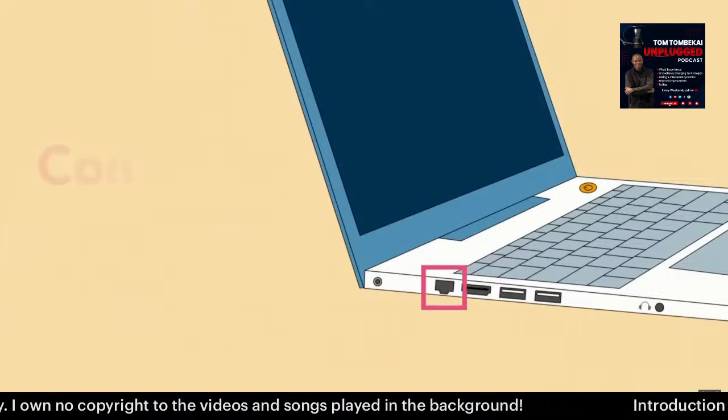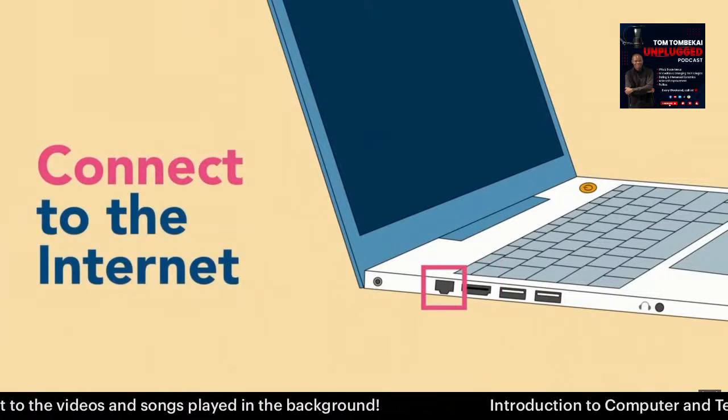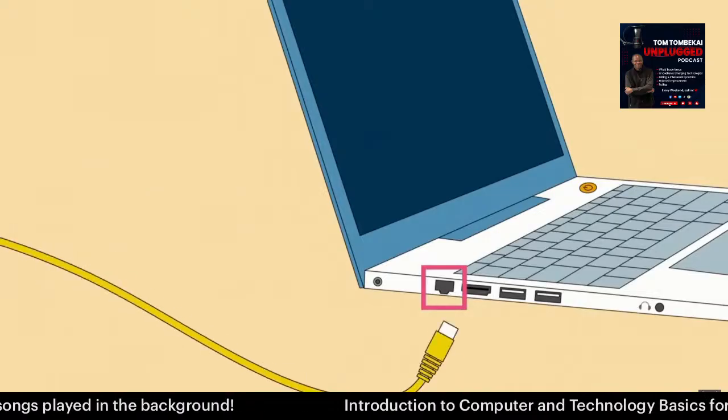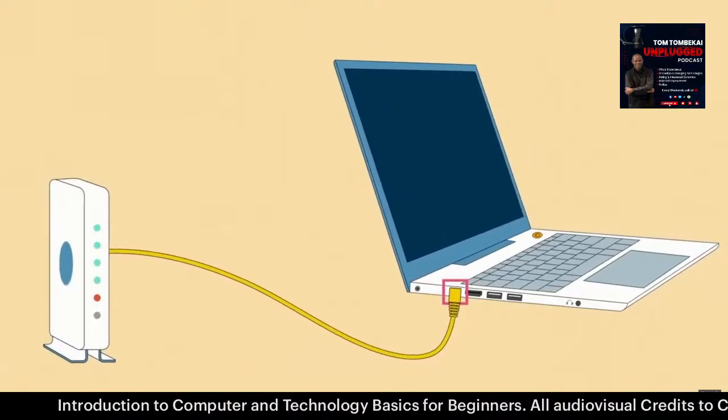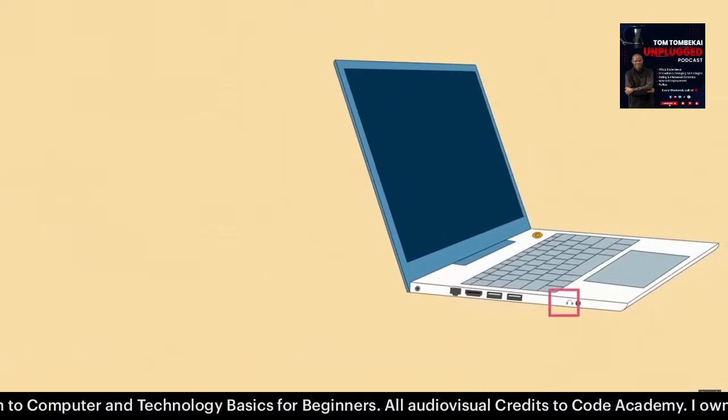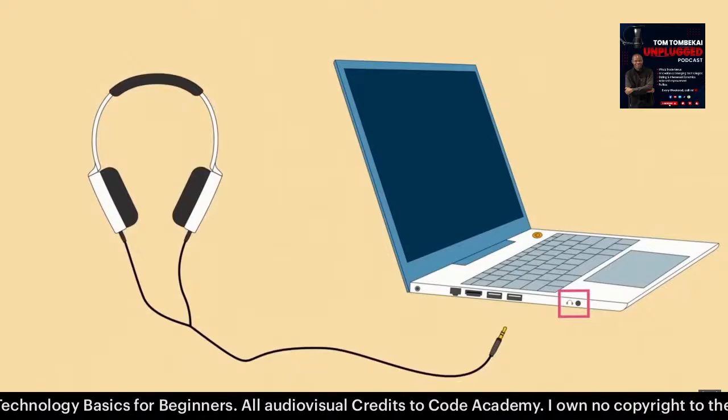The Ethernet port lets you connect to the internet if you're not using Wi-Fi. All you need is an Ethernet cable, which you can then connect to your modem or router. If your computer has an audio jack, you can use it to plug in wired headphones or speakers.